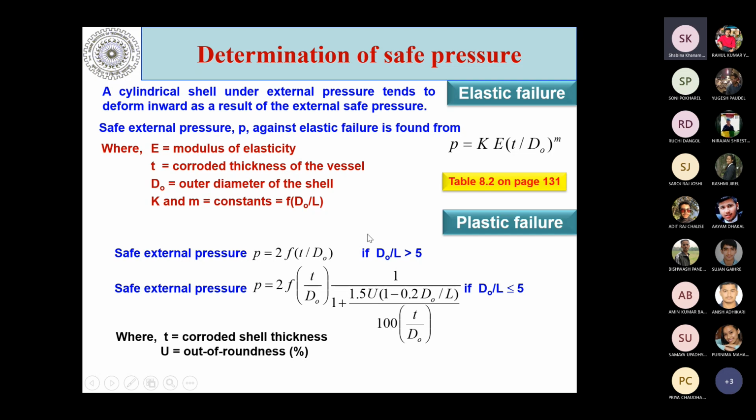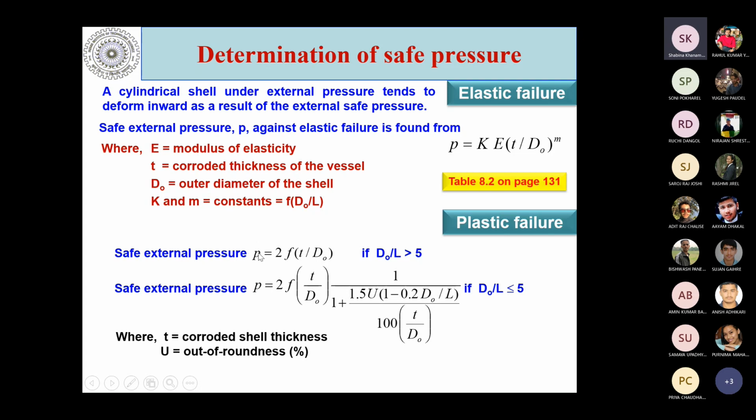However, if I calculate the thickness considering the design pressure as the safe pressure and put this thickness over here, and this P is lesser than the design pressure, then what I will do is calculate the thickness considering plastic failure.